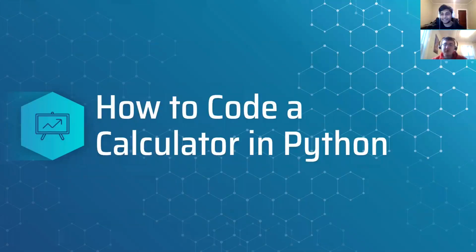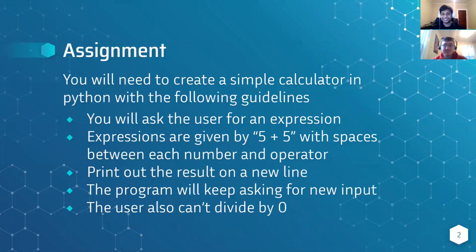So now we will go into our assignment, which is again, coding a calculator in Python. So here are the instructions for the assignment. For a simple calculator, you will first ask the user for an expression that they want you to solve. For example, it could be something like 5 plus 5, and note that the input is specifically separated by spaces between the numbers and the operators.